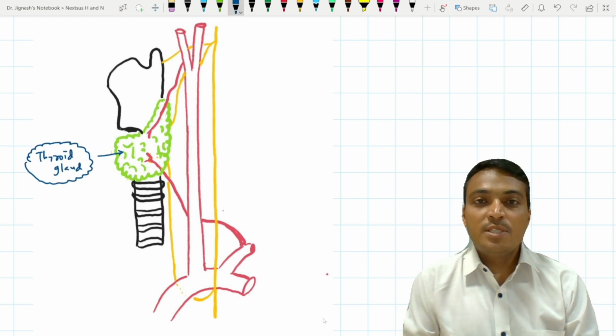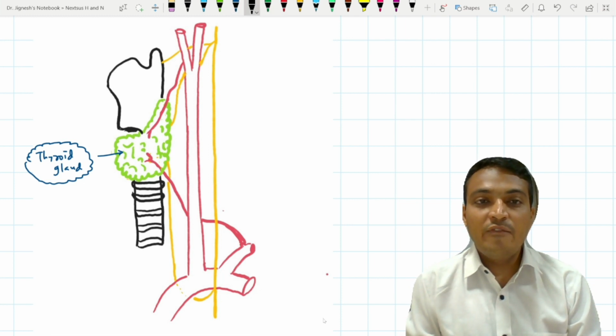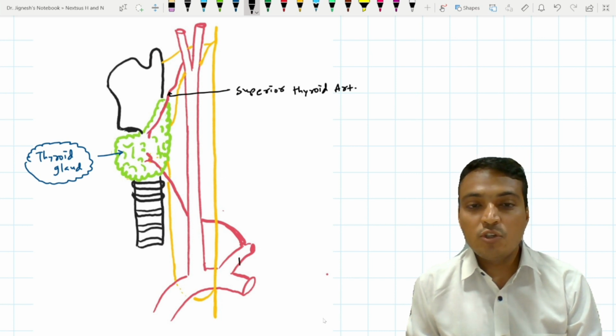Thyroid gland is going to be supplied by two arteries. One is the superior thyroid artery and one is the inferior thyroid artery. The superior thyroid artery is a direct branch from the external carotid artery, and the inferior thyroid artery is a branch of the subclavian artery.